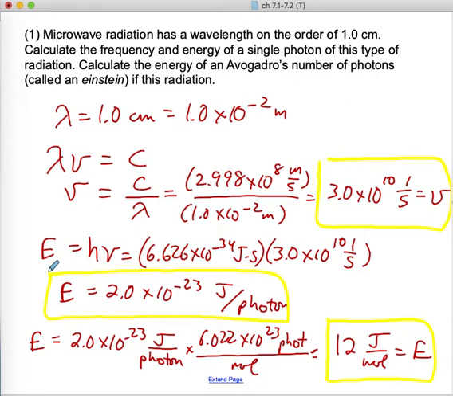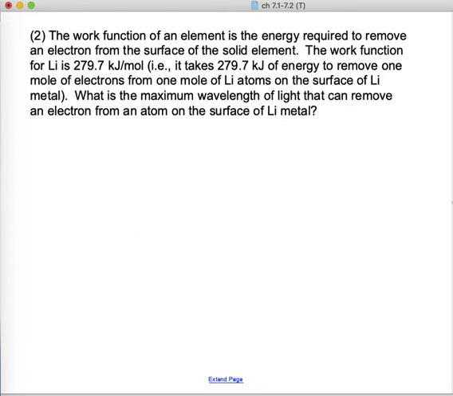Okay, let's do one more example. The work function of an element is the energy required to remove an electron from the surface of a solid element. The work function for lithium is 279.7 kilojoules per mole. That is, if I want to remove 1 mole of electrons from 1 mole of lithium atoms at the surface, I have to add 279.7 kilojoules of energy. What is the maximum wavelength of light that can remove an electron from the surface of lithium?